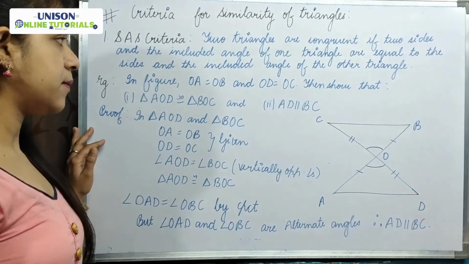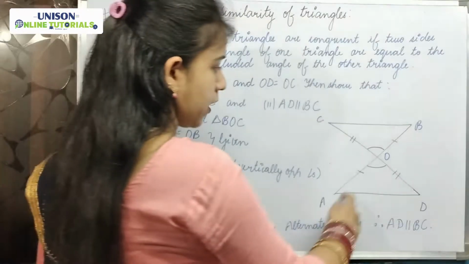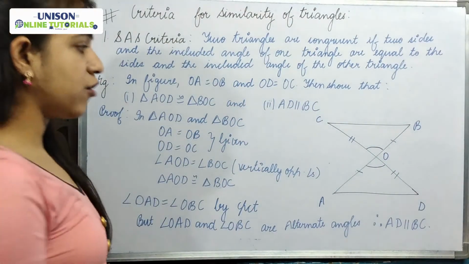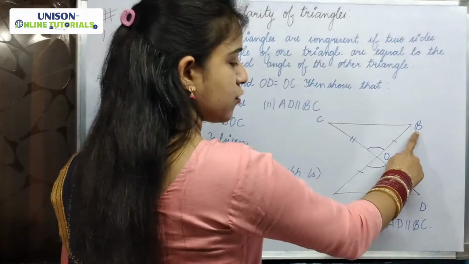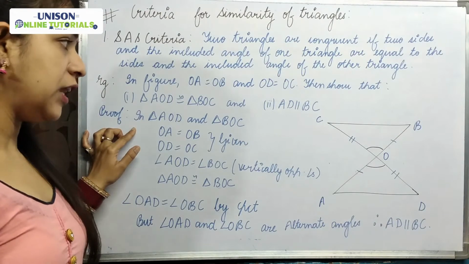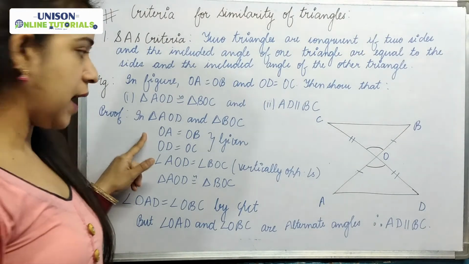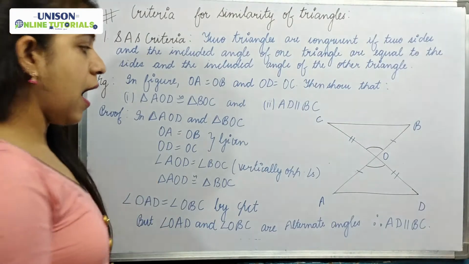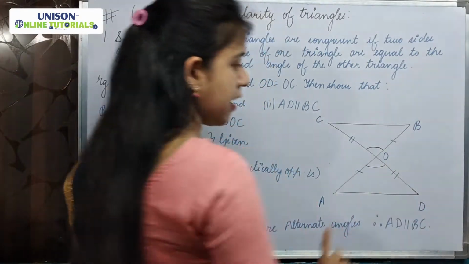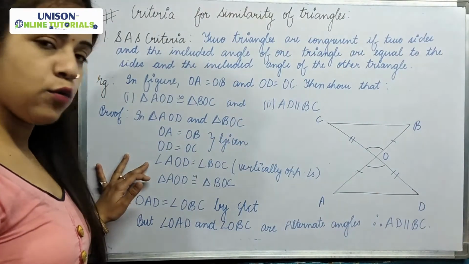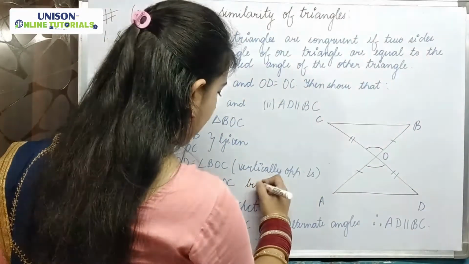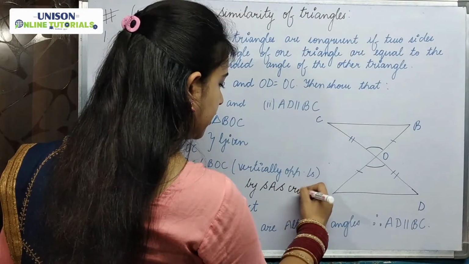So here we have an example. In this figure, OA equals OB and OC equals OD. This is given to you. Then you have to show that triangle AOD is congruent to triangle BOC. So first of all, in triangles AOD and BOC, OA equals OB and OC equals OD. This is given, and here you can see angle COB and angle AOD. They are vertically opposite angles, so they will be equal. So triangle AOD is congruent to triangle BOC by the side angle side criteria.